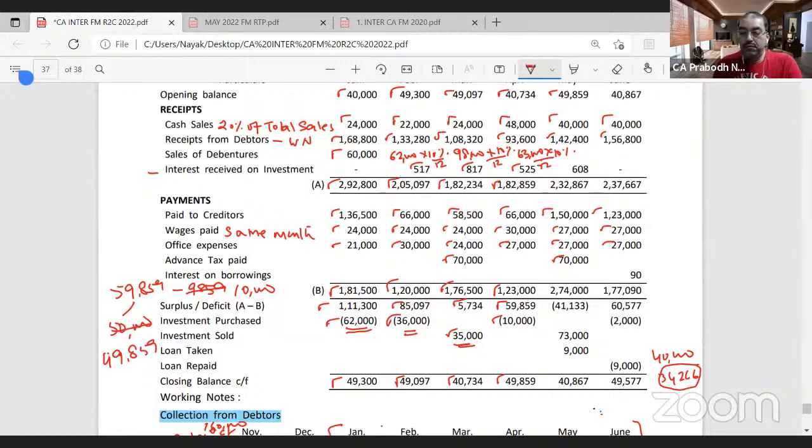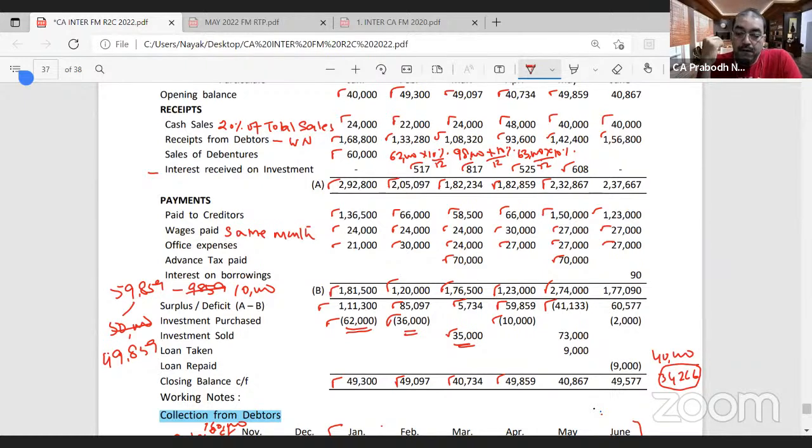Now, recalculate the investment. 62 plus 36 was 98. 98,000 minus I sold 35,000. Now again I purchased 10,000. So now I'm having 73,000. 10% is 7,300. Divided by 12, it comes to 608. Correct? Take the total of all the receipts in it. You get this minus 274. Now I get minus 41,150.